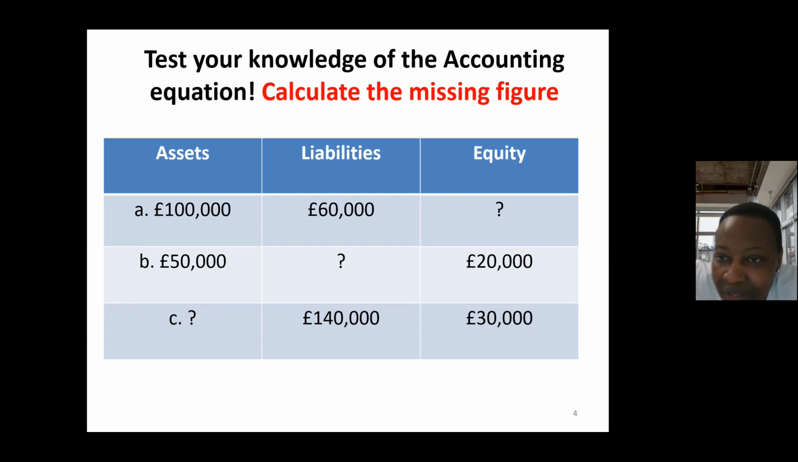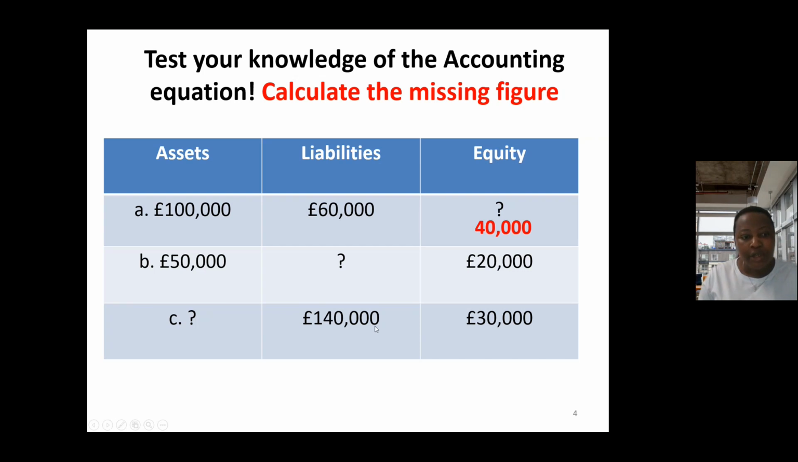So let's test what we have just said. We said assets equals liabilities plus equity. In this case, we have assets being 100,000 and liabilities being 60,000. What is the equity? What is the capital? What is the owner's input or money in this business? That would be assets minus liabilities, and that should give us 40,000, because we had already said that liabilities plus equity equals assets. So if we add up 60 and 40, that should give us 100K.